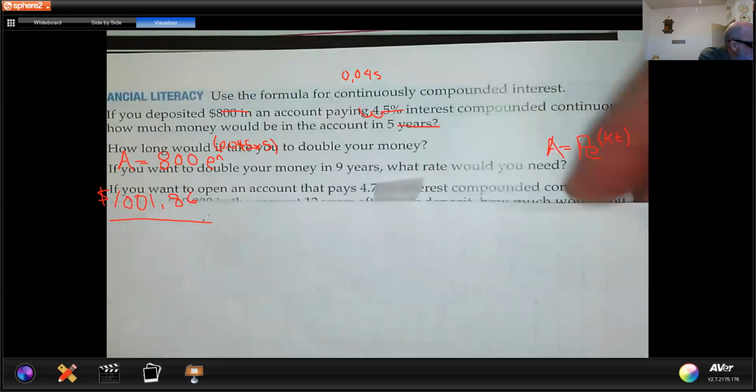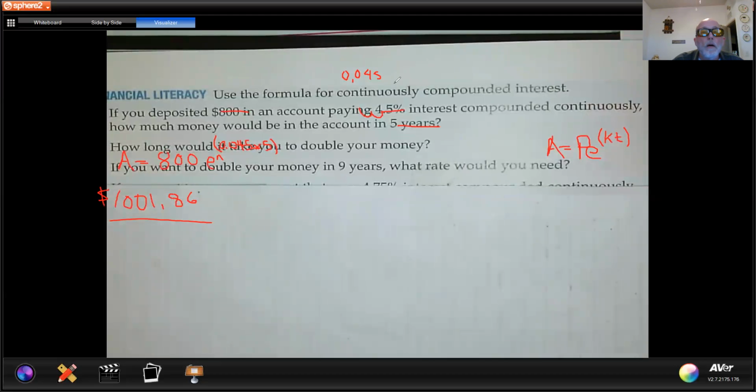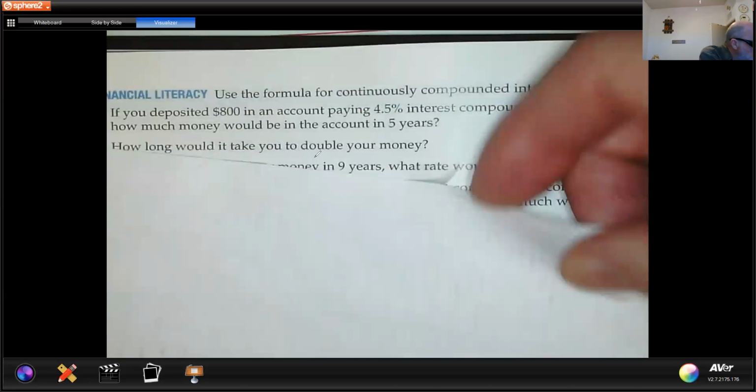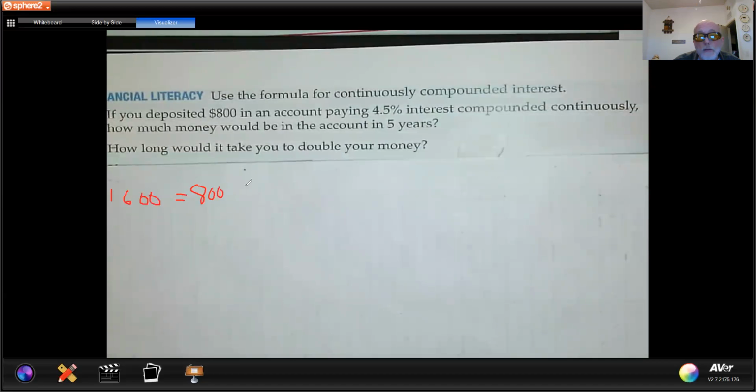What's the next question? What could they possibly want to know? Let's see. If I want to double my money, I should have written that down below, huh? If I want to double my money, how long would it take? Whoops, I got 2 sentences there. We want to just do one at a time. There we go. How long would it take to double your money? Well, that's a different question. We got 800 money to start with. If I double it, I'll have $1,600, right?